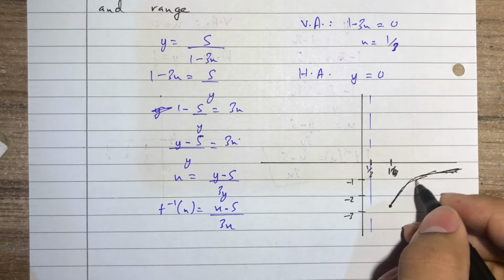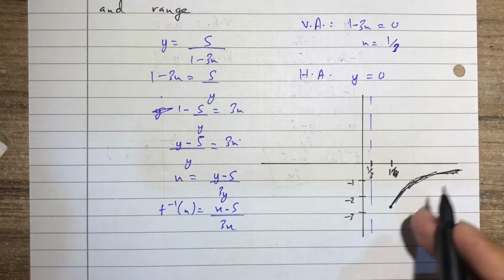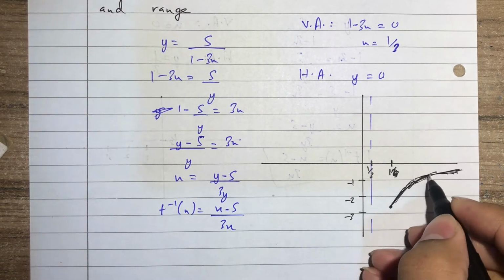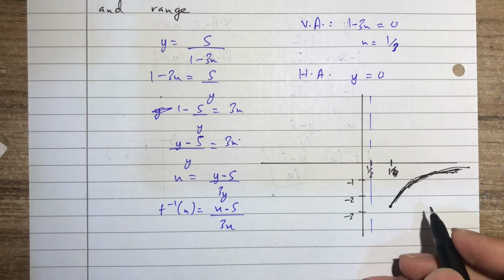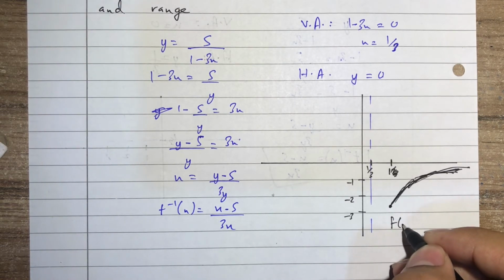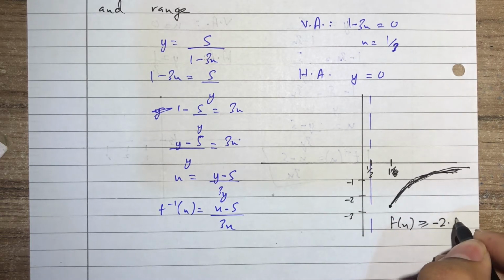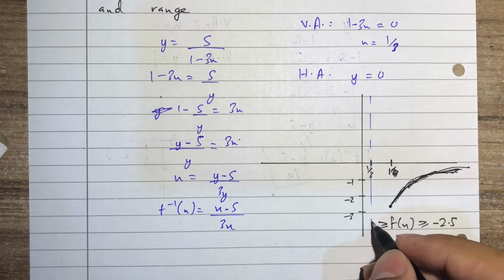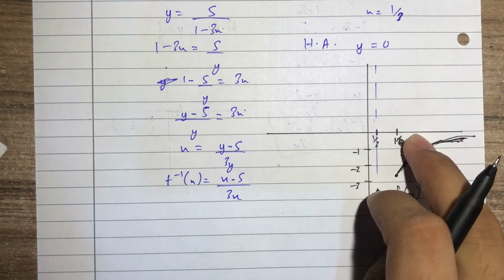And how do we know that? Because this is the horizontal asymptote, so it can't touch that. And because it's starting in the negative region, it has to stay in the negative region, so it will move like this, right? So to find the range of this, the range will be fx greater than or equal to this value, that was negative 2.5, but less than or equal to 0, right? Because it can't go above the x-axis.